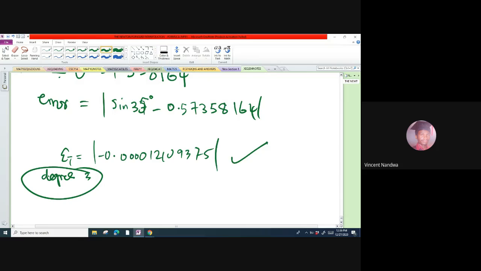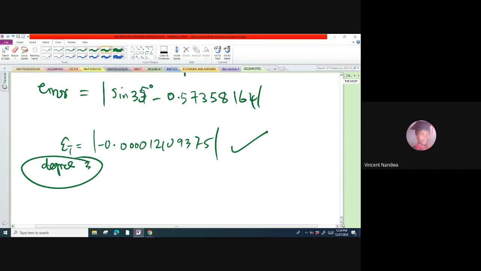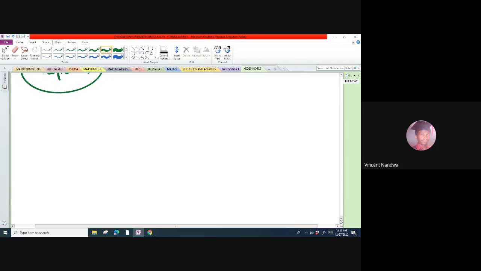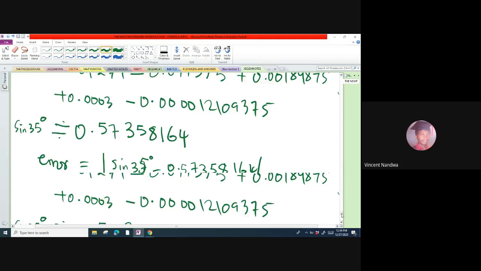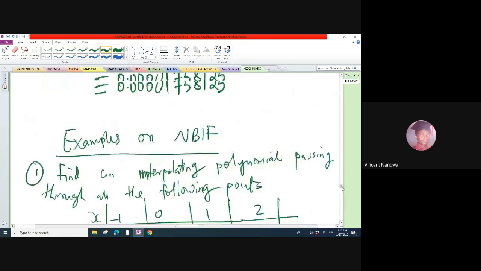So do as many examples as possible on how to apply Newton forward and Newton backward. And just remember that when the value you want to approximate is near the beginning of the difference table, you use the Newton forward interpolation formula. But when the value of x that you want to approximate is near the bottom of the difference table, then you use the Newton backward difference formula. But then the question will be, when the value you want to approximate is in the middle of the difference table, which formula do you apply?